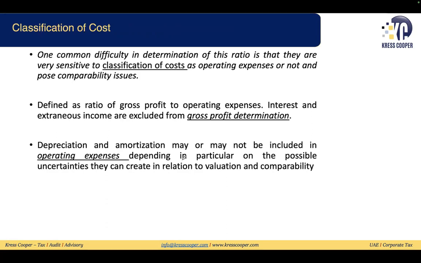Classification of cost is very important as well. How the cost has been classified matters: it might be part of the GP or not part of the GP, part of the operating expenses; it might hit the GP or it might not. So classification of the operating expenses is also very important to ascertain the comparable uncontrolled transaction prices.